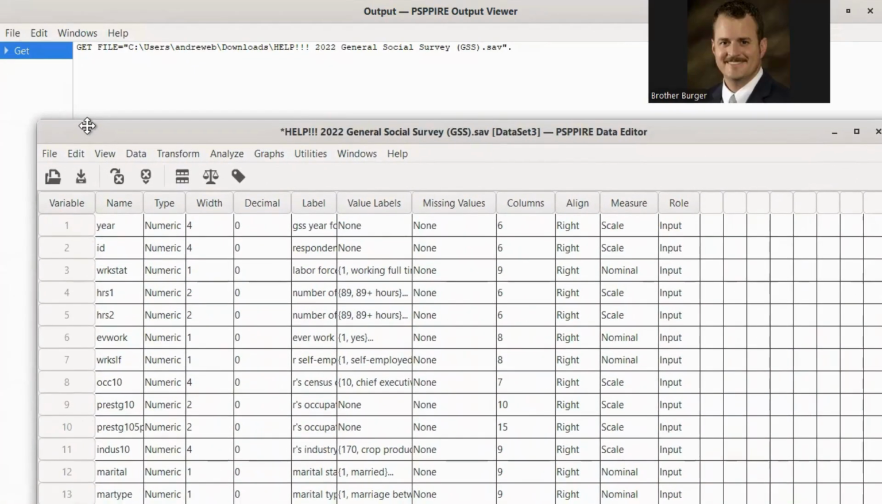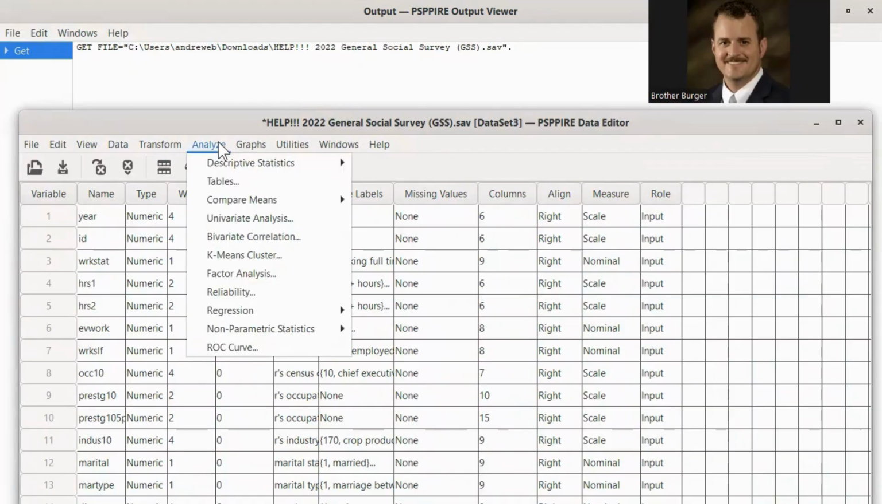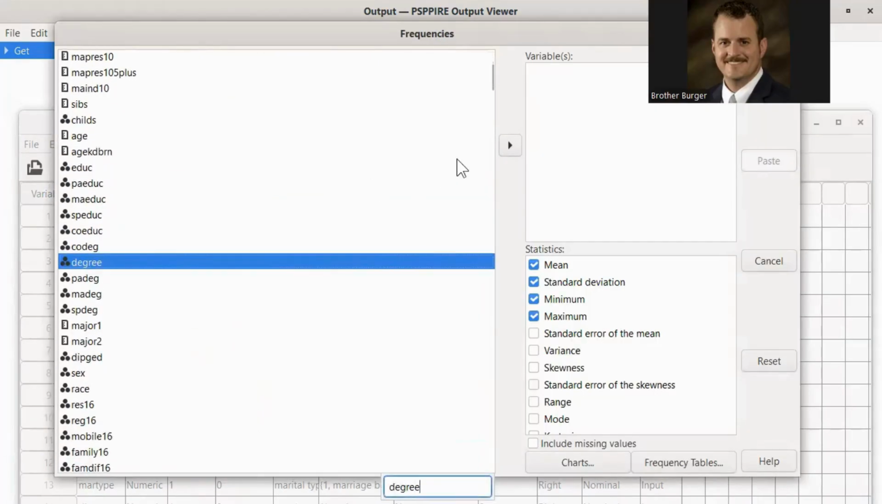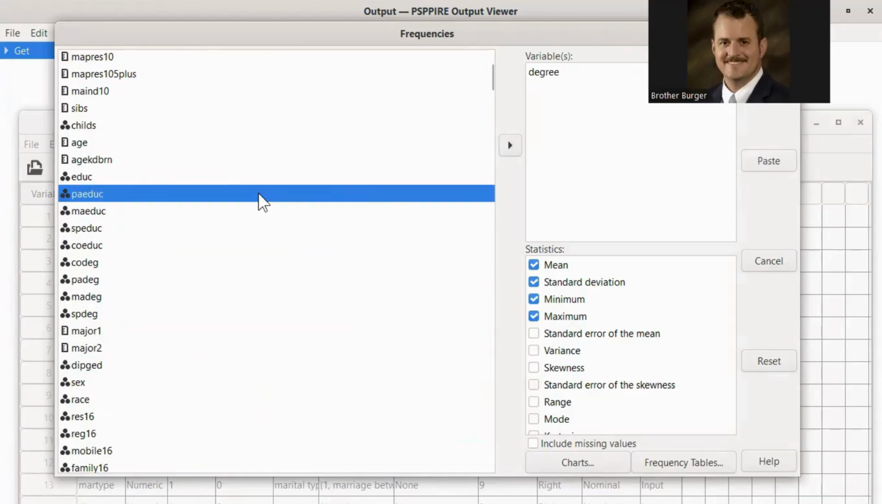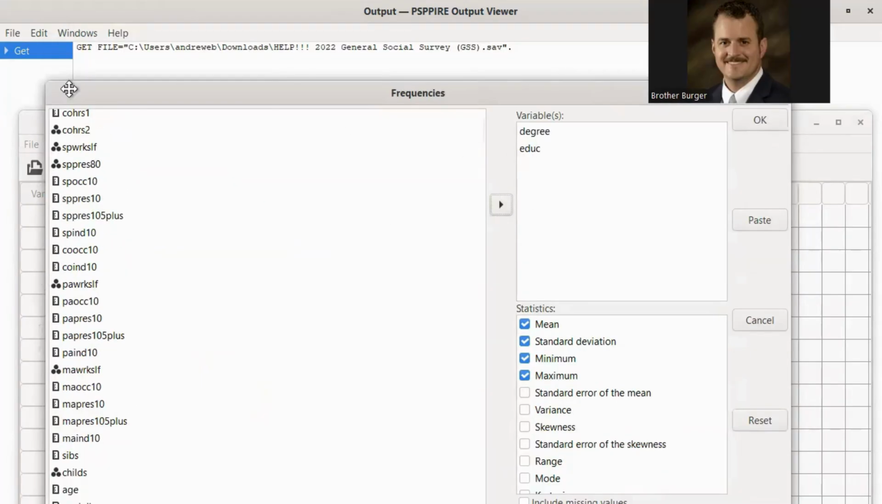Okay, so with numerical data, it's important to remember what is numerical data. Numerical data is stuff that is coded as numbers, right? That makes numerical sense. So, for example, if we were to look at two different measures of education, let's see if you remember this from the last data demo, right? So we have degree and educ.